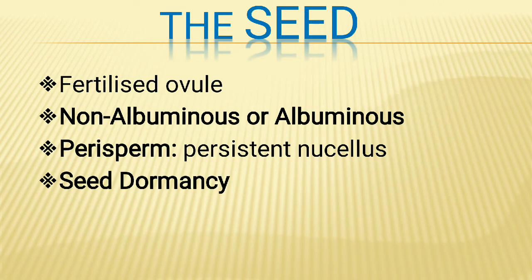So next, the seed. From where is the seed formed? From the structure called ovule. So hence the seed is also called a fertilized ovule. And these seeds are of two types. Sometimes it is called non-albuminous and sometimes albuminous seeds.